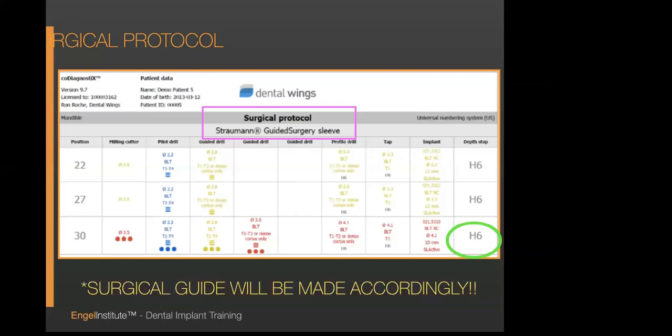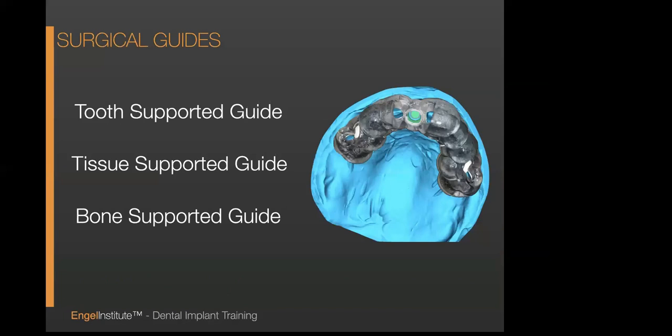Okay, all right. And then the surgical guide will be made accordingly, H's or letters or not diamonds or whatever your system has. Okay, let's go into the different types of guides now and why we do different types of guides. Okay, tooth supported guide, tissue supported guide, bone supported guide. Let's just hit on that real quick.